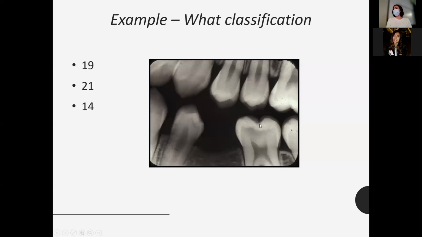Okay, and so we have the occlusal here, and then on 20, there is some decay coming in here on the occlusal, and then coming in under here into the dentin. So we have a class 3 because it's in the dentin.